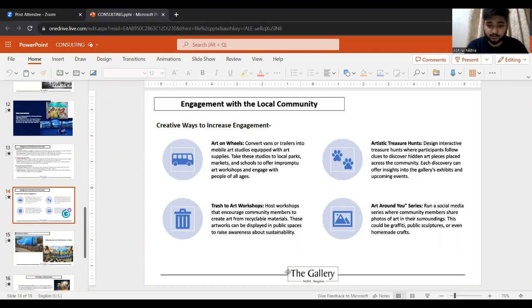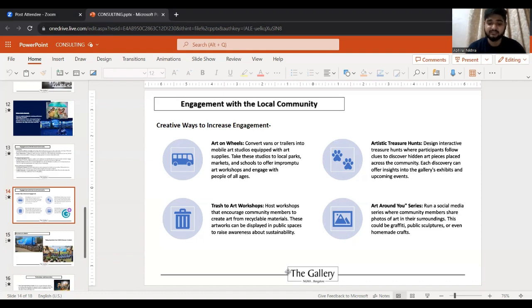The fourth thing we can do is an art around you series. Think of it as a social media adventure. We can ask people in the community to share pictures of art they spot around them. It could be street art, a sculpture, or even stuff that they make at home. Like this, we will discover art everywhere, and it will help us increase the engagement for our national gallery.